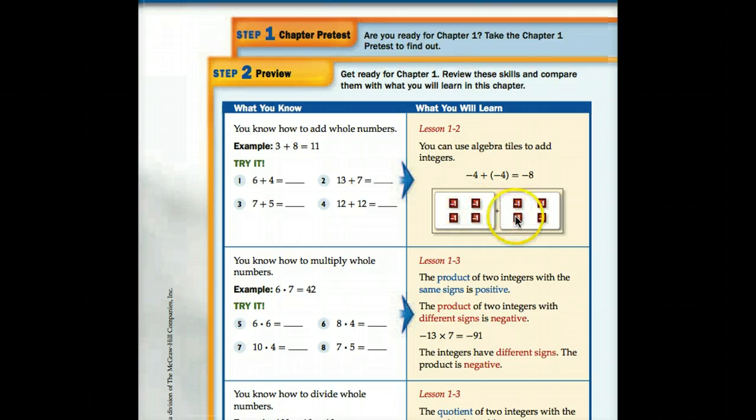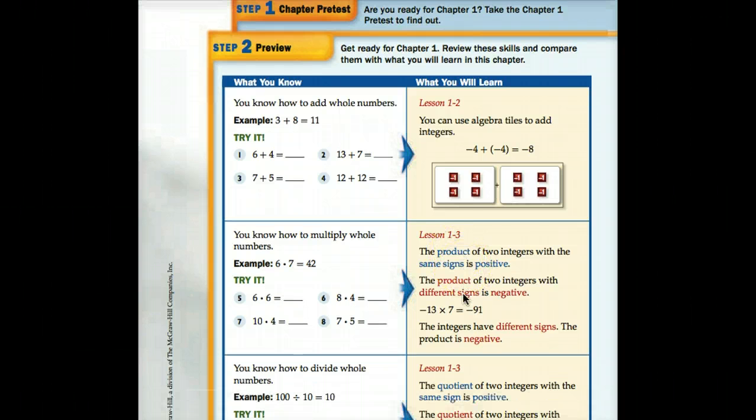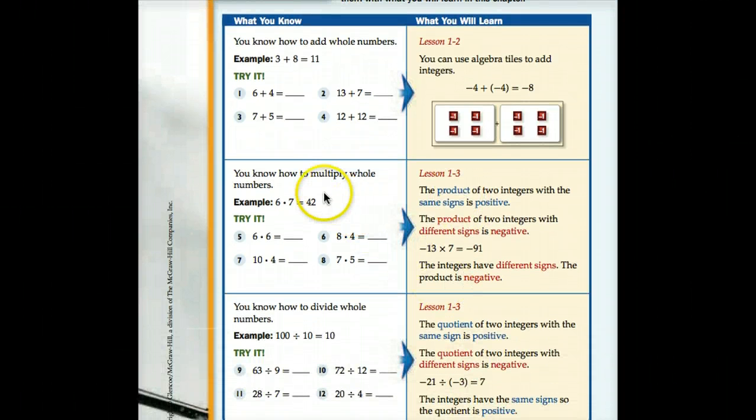And here they're showing the boxes indicating how we can put algebra tiles. This represents negative 4. There's 4 of them here. And another negative 4 of them here. And we're adding them. So we've got a negative 8. So moving on, you know how to multiply whole numbers. For example, 6 times 7 is 42. So now you give it a try. Work these 4 problems and then compare with each other. How'd you do? You can check it with a calculator.